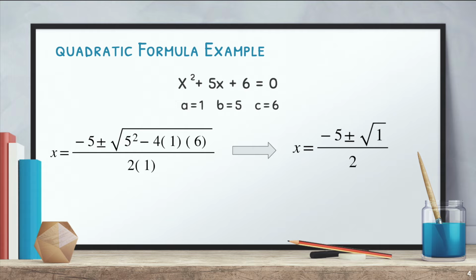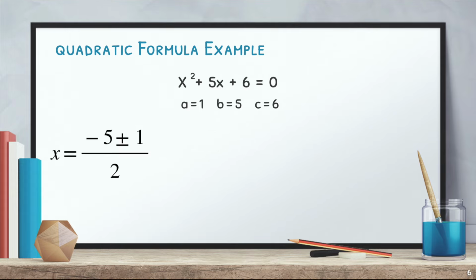Plugging in our values, it becomes 5 squared minus 4 times 1 times 6. Simplifying this, we get 25 minus 24, which equals 1. So when we plug in all the numbers and solve for under the square root, we get the square root of 1. And the square root of 1 is just 1, because 1 times 1 equals 1. It's like finding the number that, when multiplied by itself, gives us 1. Now we have x equals negative 5 plus or minus 1 all over 2.